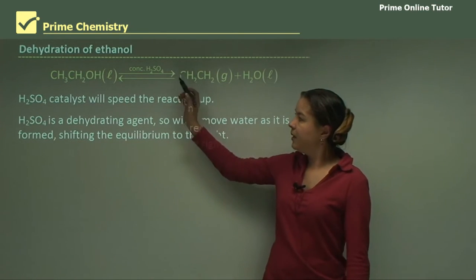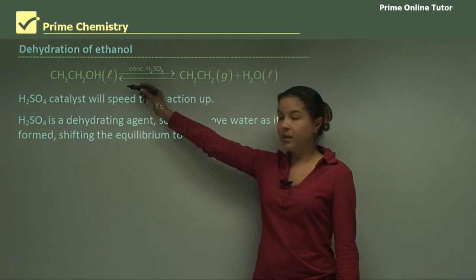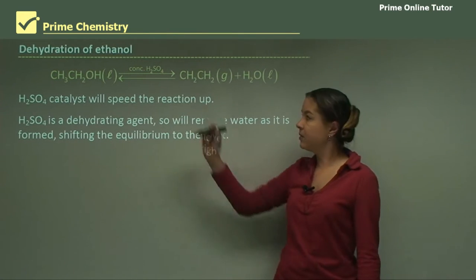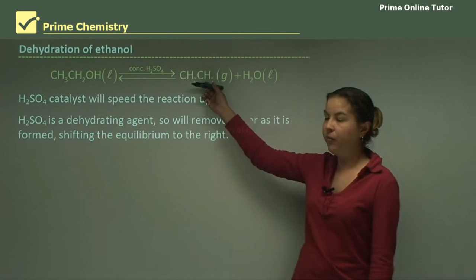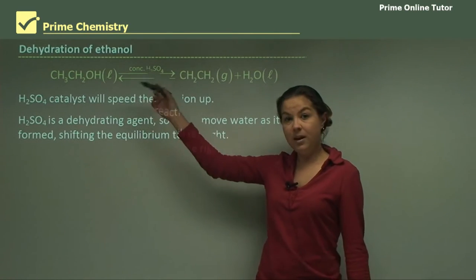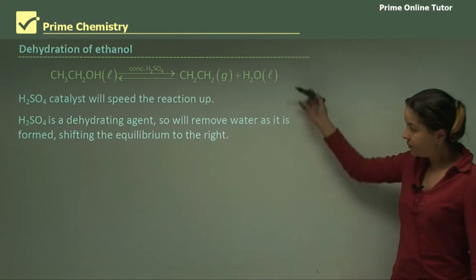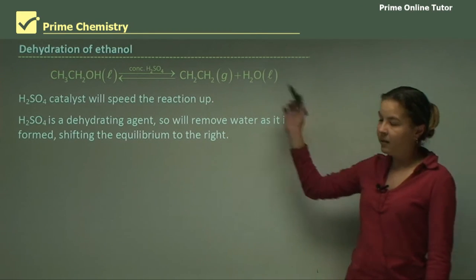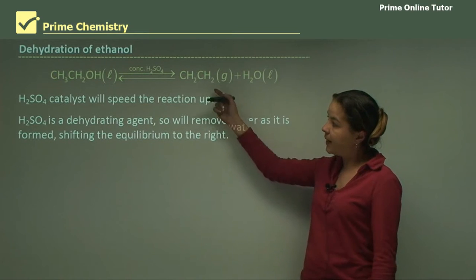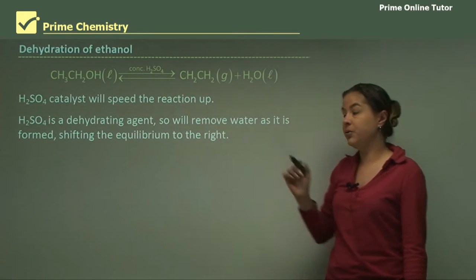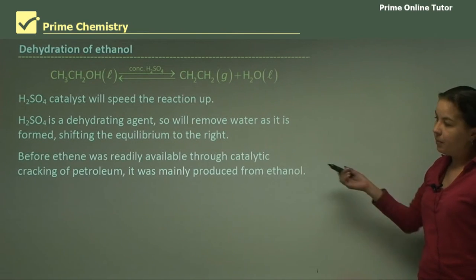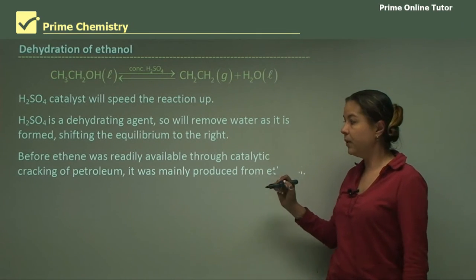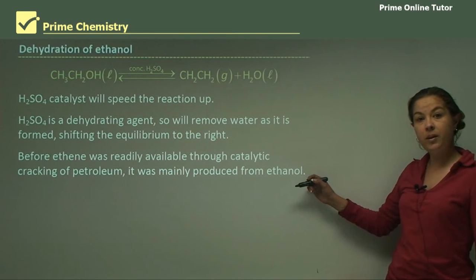If you can see here, there's actually an arrow going the other way. So this reaction can go both forwards and backwards. So in a moment, I'll show you how we can go from ethene back to ethanol. And this is quite common in organic chemistry. You can go forward in a reaction, and you can also go backwards, depending on the reagents and the conditions that you use. So before ethene was readily available through catalytic cracking of petroleum, it was mainly produced from ethanol.